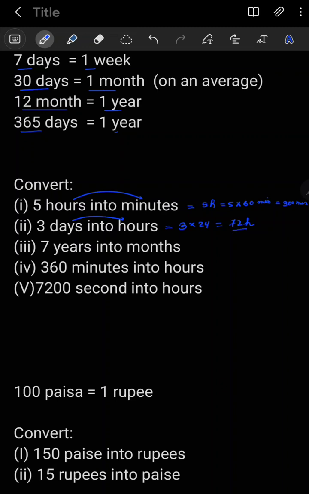Again, 7 years into months. Year is a big unit, month is a small unit, so you have to multiply. In 1 year how many months? 12 months become 1 year. So now you have to multiply 7 into 12, which is 84. So 84 months is equal to 7 years.